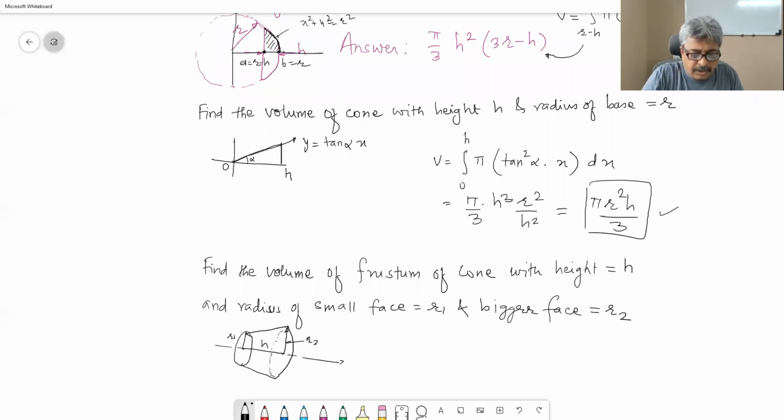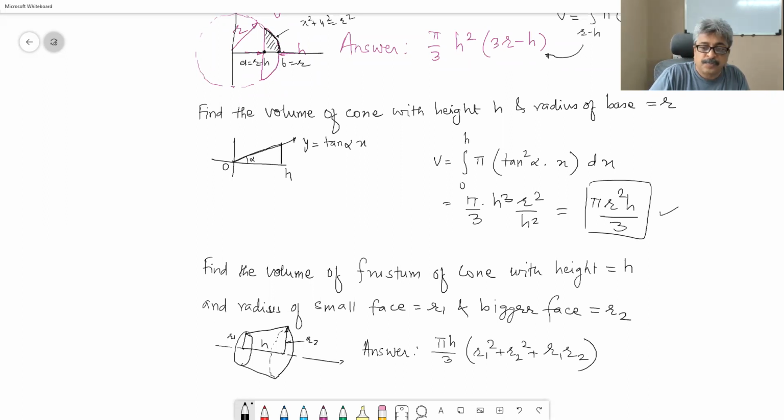Again, similar calculation, similar setup. Answer is pi h by 3 into (r1 square plus r2 square plus r1 r2). Okay. Next.